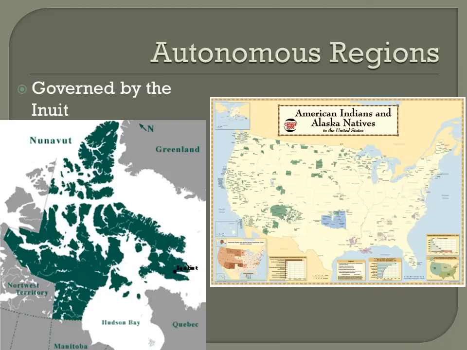So again, we mentioned that one of the products of devolution can be autonomous regions. And so Nunavut is an autonomous region that is governed by the Inuit in Canada. And so that is a great example of how devolution can lead to greater governance and control by a particular group. Native American reservations in the United States, also a great example of autonomous regions.